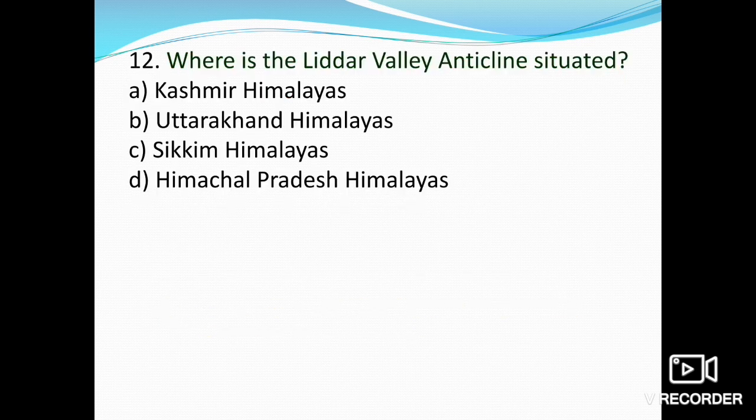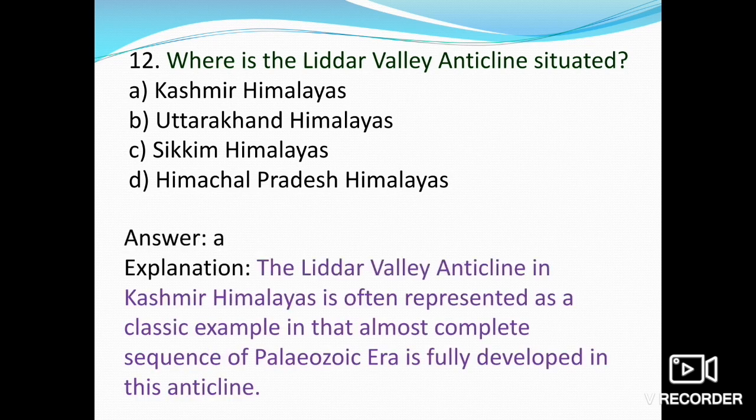नेक्स्ट वन इज वेयर इज द लिडार वैली एंटीक्लाइन सिचुएटेड? जो लिडार वैली एंटीक्लाइन है, वेयर इज इट सिचुएटेड? इन कश्मीर हिमालयाज, उत्तराखंड हिमालयाज, सिक्किम हिमालयाज और द हिमाचल हिमालयाज। सो जो आपका लिडार वैली है, that anticline is in Kashmir Himalaya, and this is often represented as a classic example in that almost complete sequence of Paleozoic era is fully developed in this anticline.